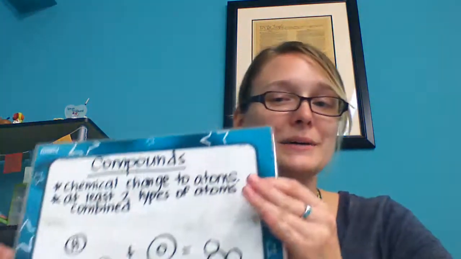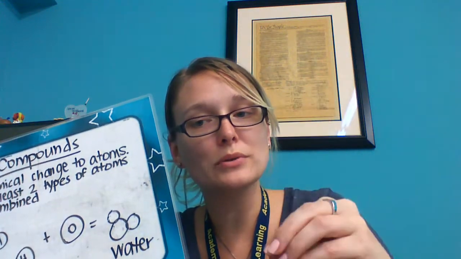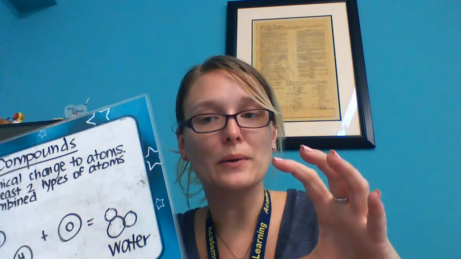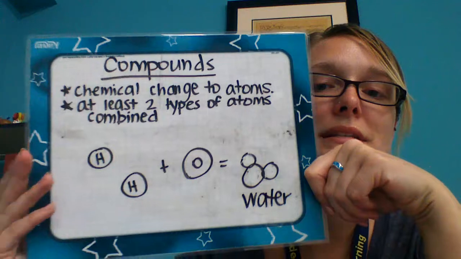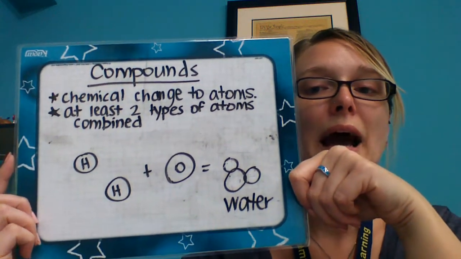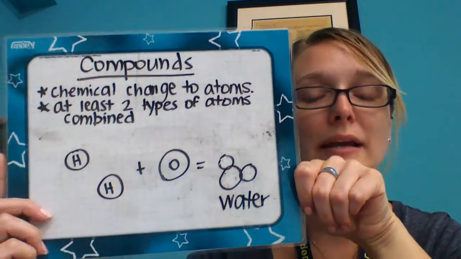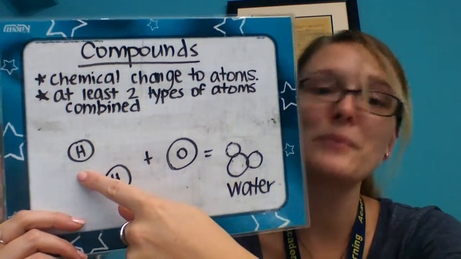A compound is even bigger. So we went from proton to nucleus to an atom to an element. Now we have compounds. Compounds are what happens when there is a chemical change to the atoms. At least two types of atoms are combined with a chemical change happening. For example, this is a common one. This is a compound we all know.